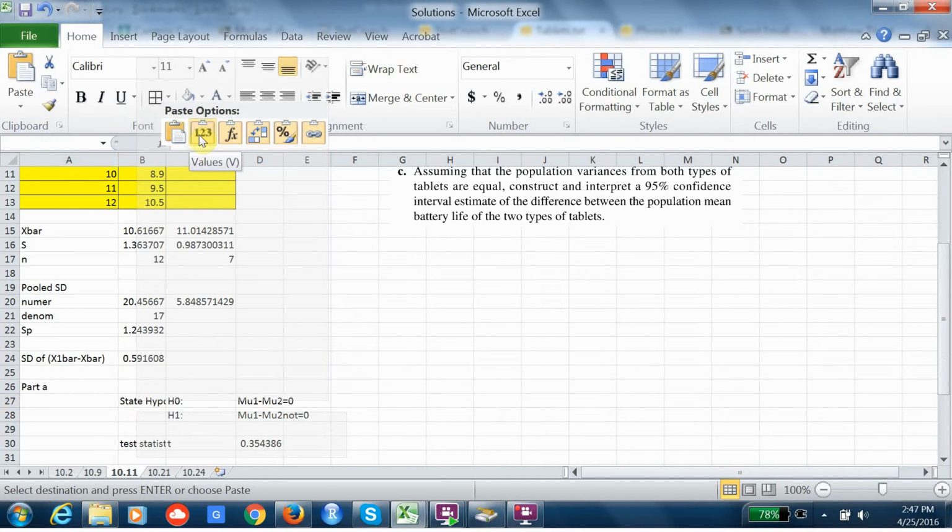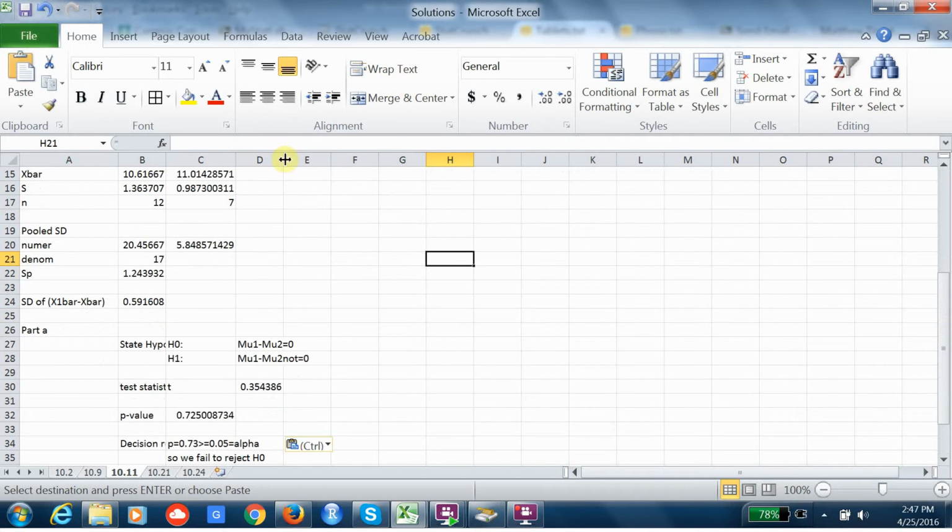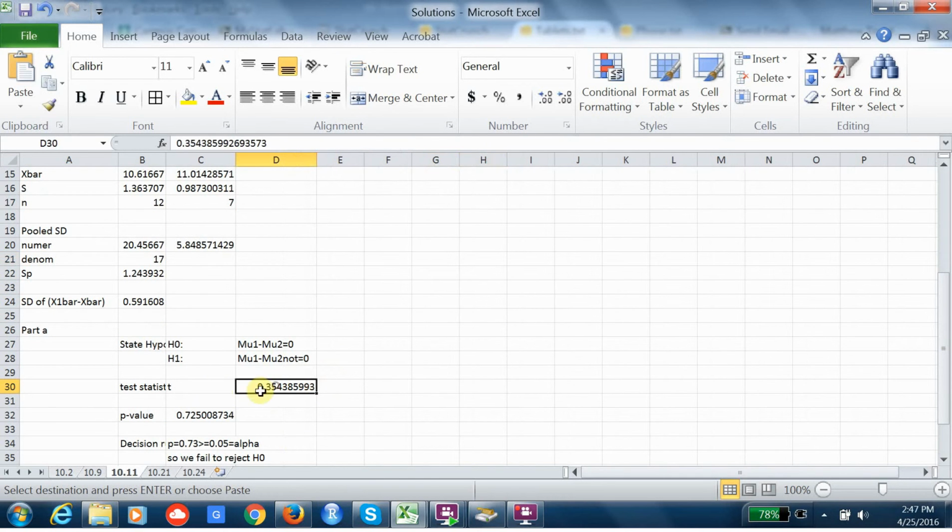And I'm going to paste it as values. I don't want to paste the formulas. Okay. So the first part is the same. I need to compute the test statistic though, right?